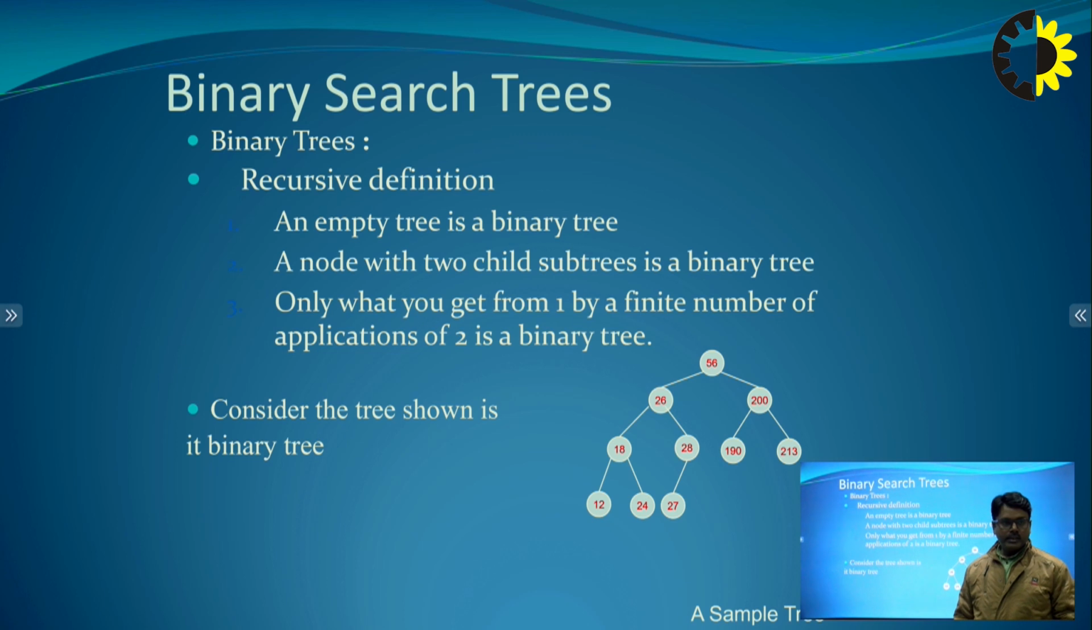An empty tree is a binary tree. A node with two child subtrees is a binary tree. Only what you get from rule 1 by a finite number of applications of rule 2 is a binary tree. Here I have already shown that this is a binary tree.